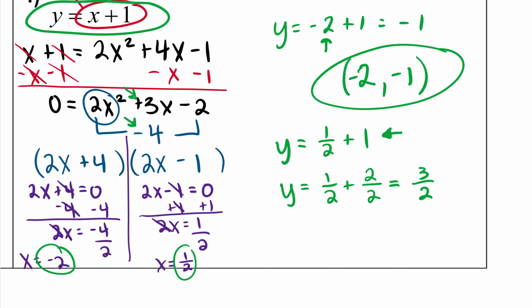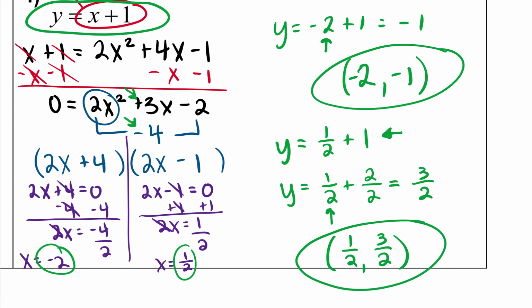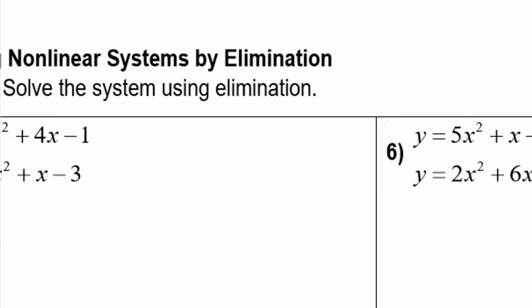Alright, so I have an x is 1 half. So my answer is 1 half, comma, 3 halves. Or I should say my second answer. And those are my 2 answers for that one. Alright, so that's substitution. The last one is elimination.